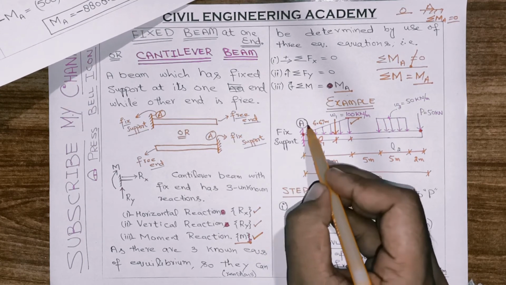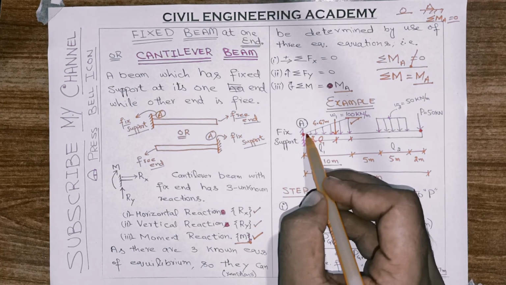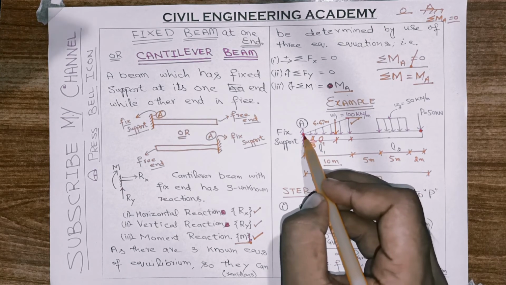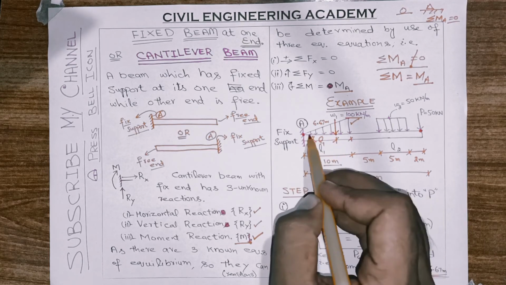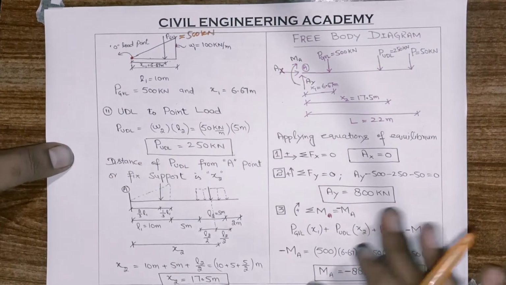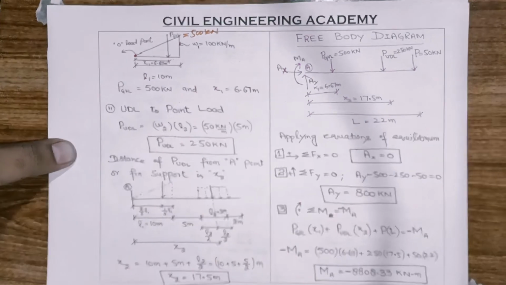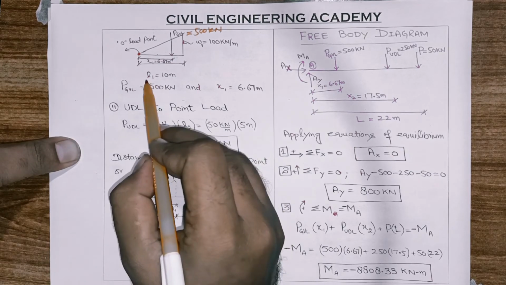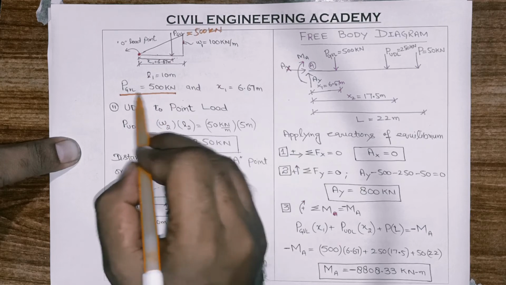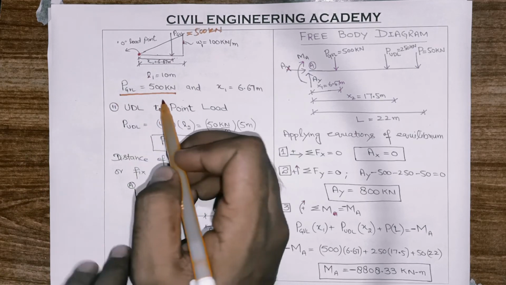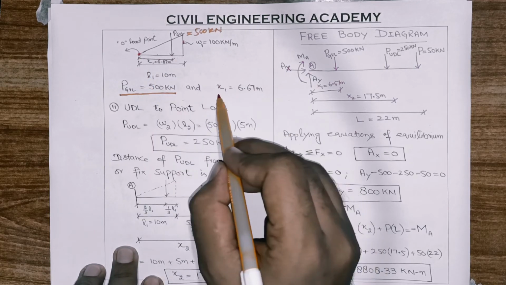We are supposing this as point A. So this point A is coinciding with the point of zero loading. So this point and this point are 6.67 meter apart. So we have nominated this as x1, 6.67 meter. And so finally, the point load from GVL is 500 kilonewton and its distance from the fixed support or 0 point load is 6.67 meter.